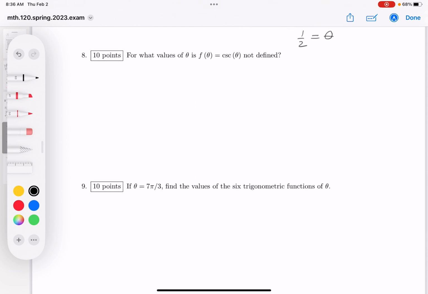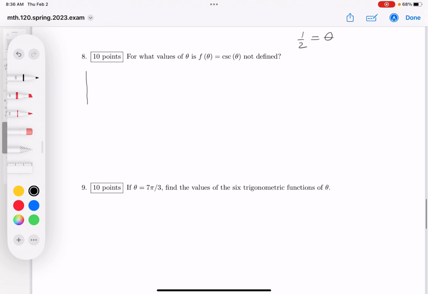And they want to know for what values of theta the cosecant is not defined. Well, I'm going to just remind you that it's probably a good idea to know the sine function. And the sine function looks like this over here. And yeah, it extends forever, by the way. And if you did the cosecant function, it's just the reciprocal. It looks like this over here. I think we've been doing this for some time. So I'm looking at it, wondering where it's undefined. At this asymptotic behavior, it is undefined.